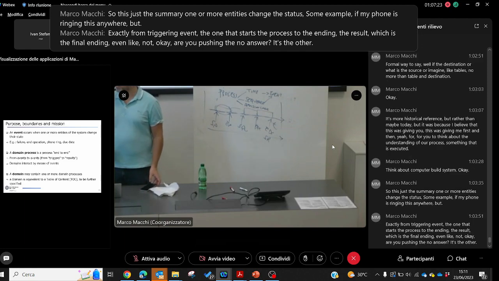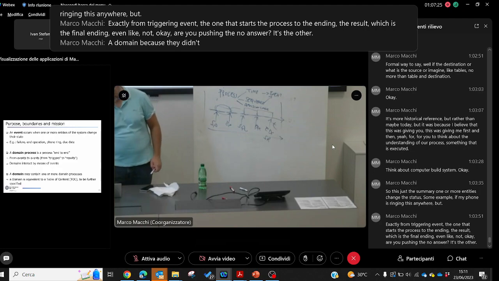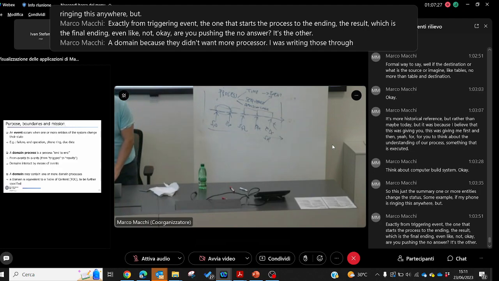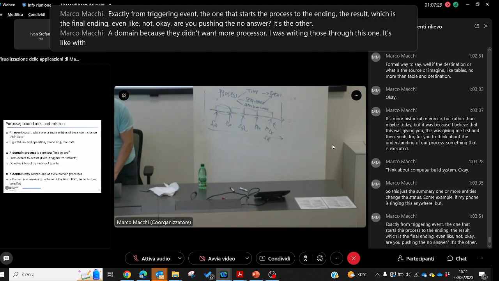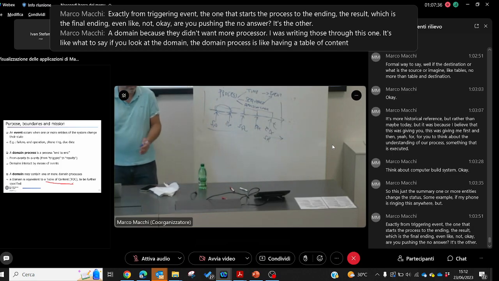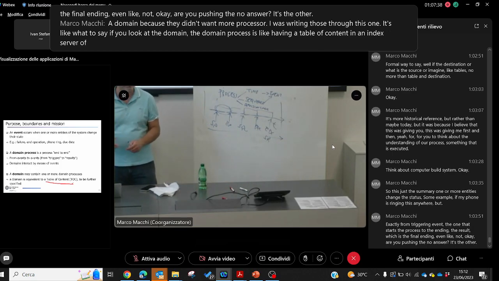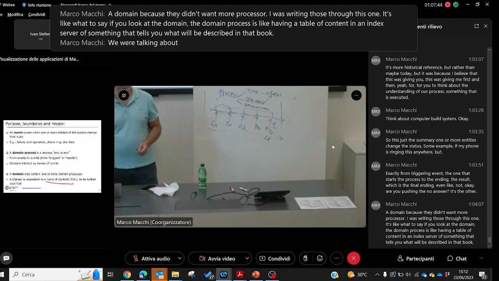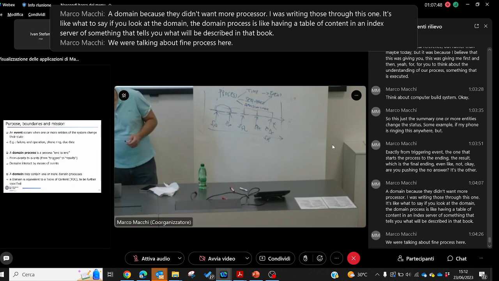A domain may contain one or more processes. This is like a metaphor: if you look at each domain with its domain processes, it's like having a table of contents or an index of a book that tells you what will be described in that book. We will talk about 5 processes here. That's it.